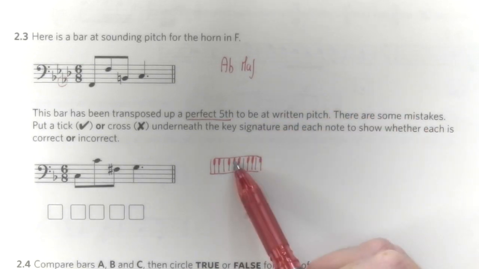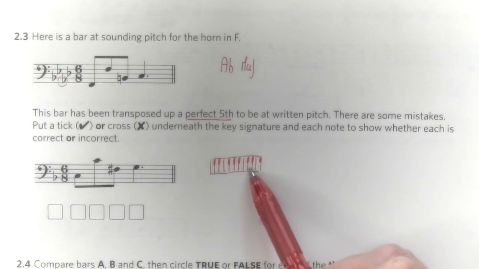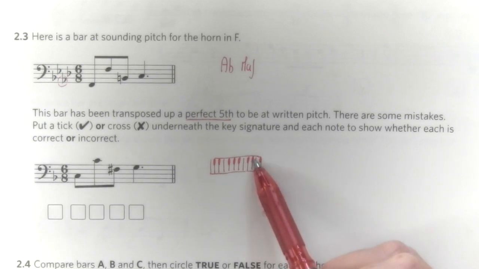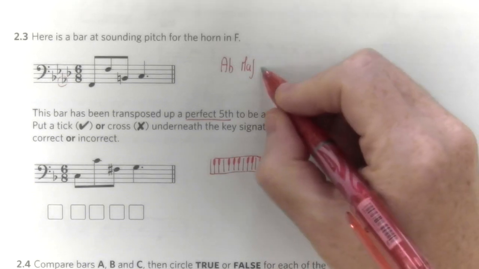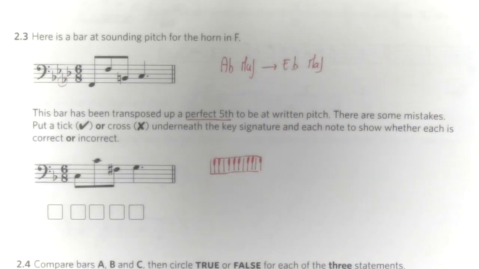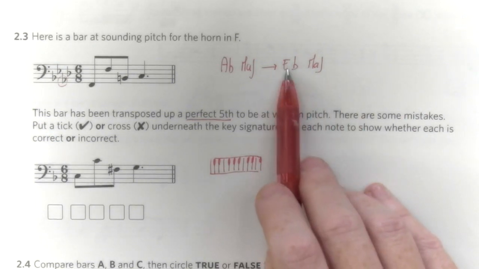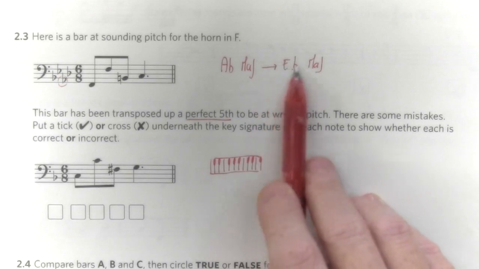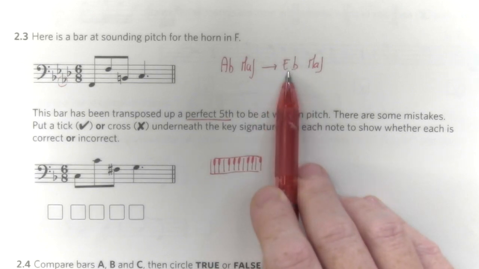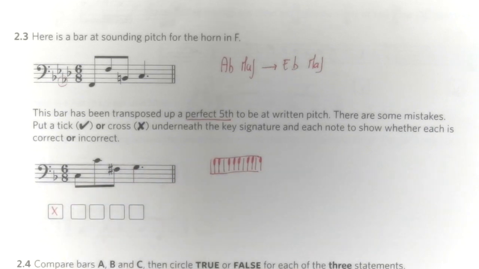A perfect fifth is 3.5 tones apart. So 1, 2, 3.5, E flat. So we need to write a piece in E flat major. And E flat major has 3 flats because this E flat is the penultimate flat in our key signature. And here we have just one. Incorrect.